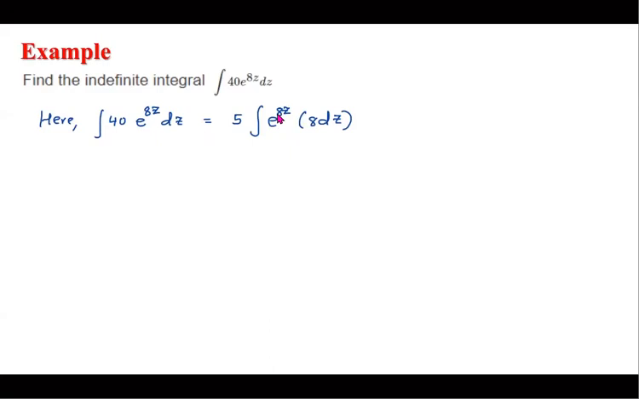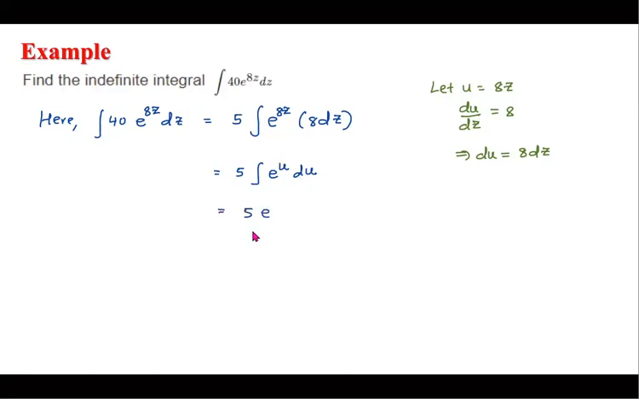u is equal to 8z. Let u is equal to 8z. That means du over dz is equal to 8. And if you multiply on both sides by dz, you get du equal to 8 dz, which is the quantity inside that parenthesis. So now the substitution will be very easy. So we have a 5, then integration of e raised to 8z is e raised to u, since 8z is u, and 8 dz is a du.